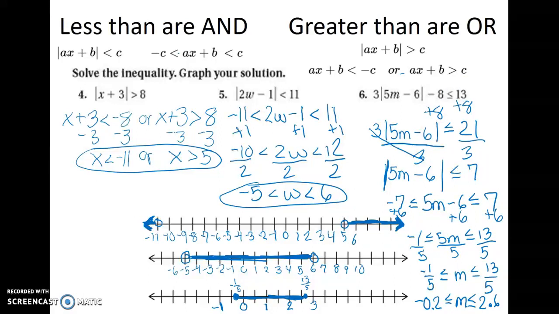This is how you solve absolute value inequalities. And you just need to remember that every time you have an absolute value inequality, you must rewrite it like this. For a less than statement, you write it like an and statement like this. And a greater than situation, you will write like this.